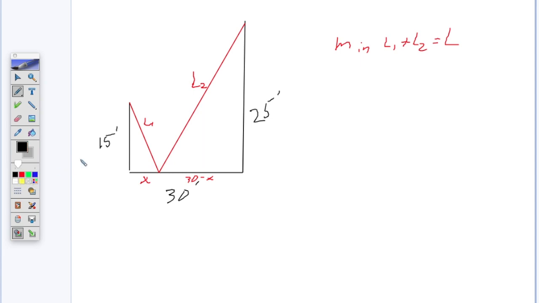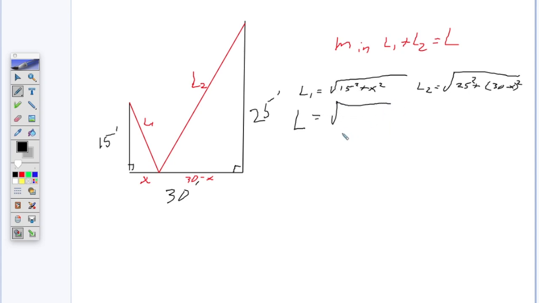As I start to approach this, I realize I've got two right triangles, so I can find L1 and L2 using the Pythagorean theorem. L1 is going to be the square root of 15 squared plus x squared, and L2 is going to be the square root of 25 squared plus (30 minus x) squared. So my goal is going to be to minimize L1 plus L2. Let's just write that as capital L.